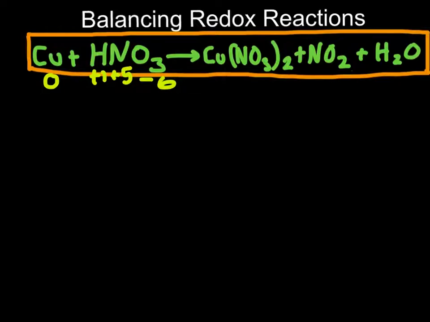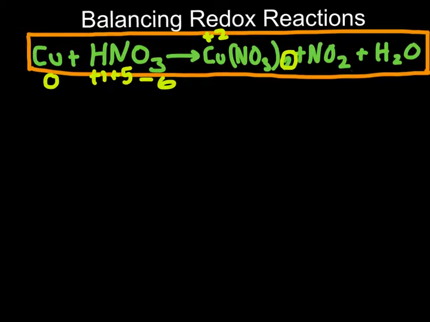Copper nitrate, sorry. We don't know what nitrogen is by itself. We only know what oxygen is. But if we look here, this is the real key. That 2 here tells us that, since nitrate by itself has a -1 charge, the copper here would have to have a +2 charge. Then that really helps us out.